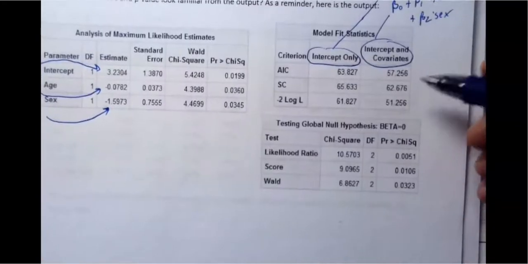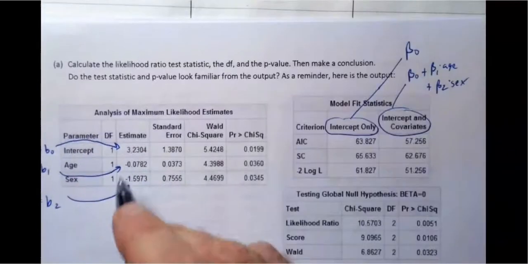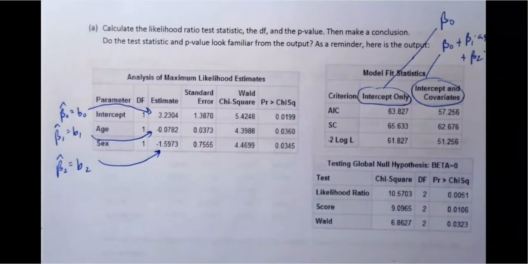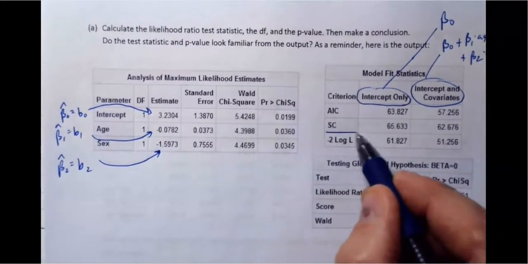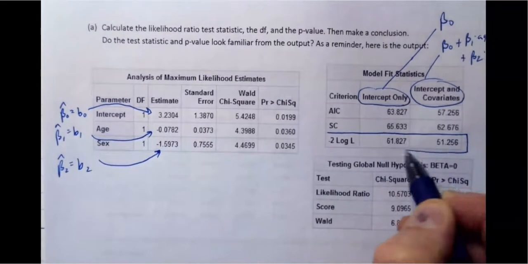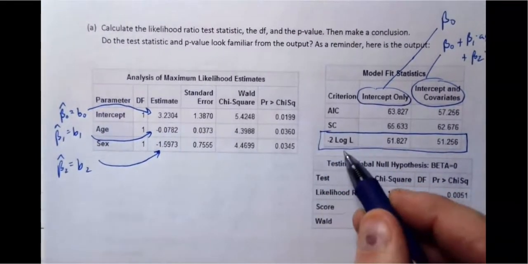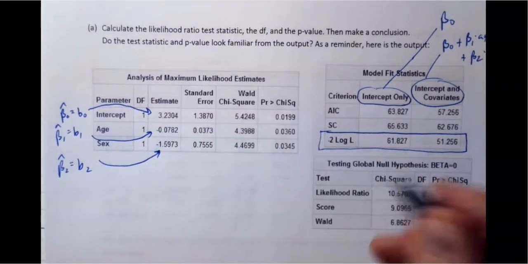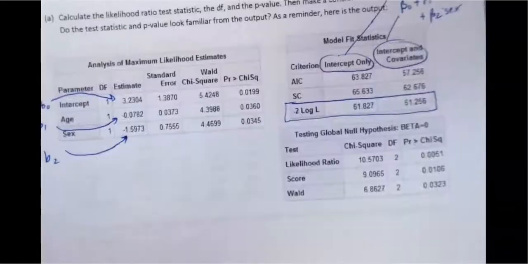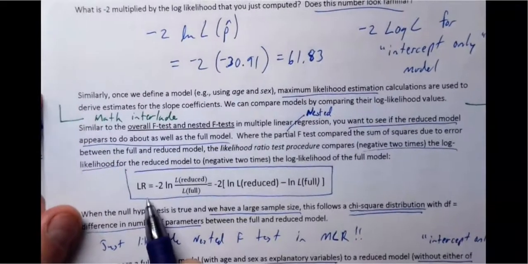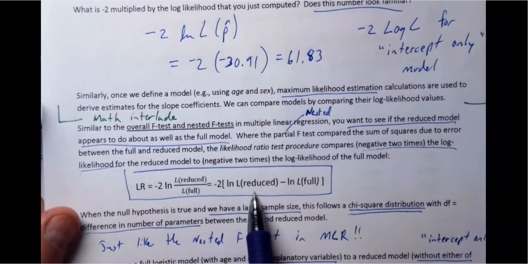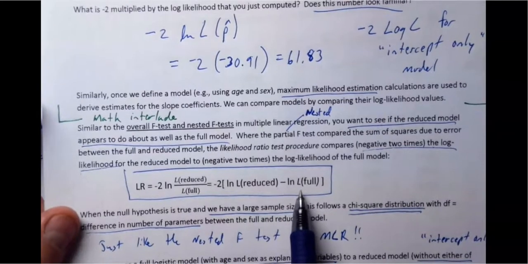But now over here we're talking about the population parameters, not the sample estimates. And what we're going to focus on is this line, -2 times the log likelihood. So my likelihood ratio statistic from the previous page, remember, the likelihood ratio statistic is -2 times the log likelihood for the reduced model minus the log likelihood for the full model.